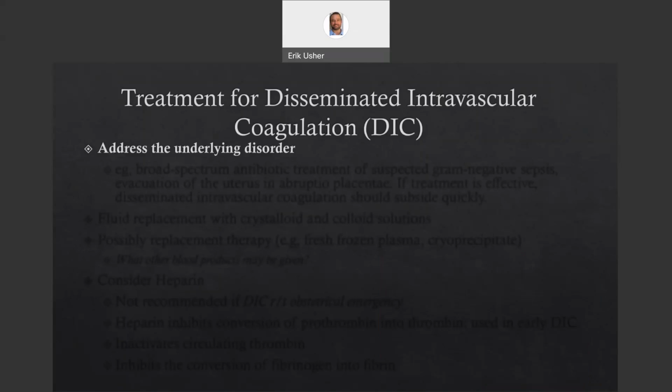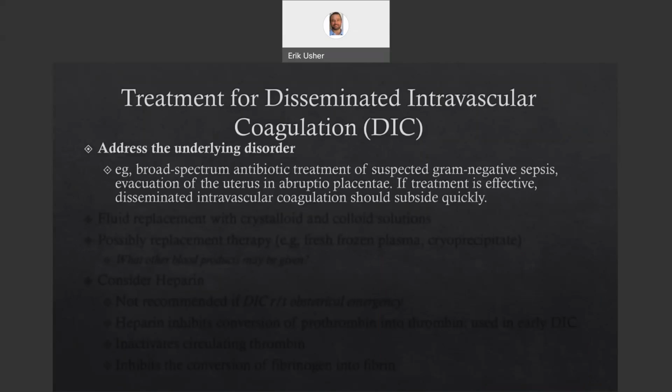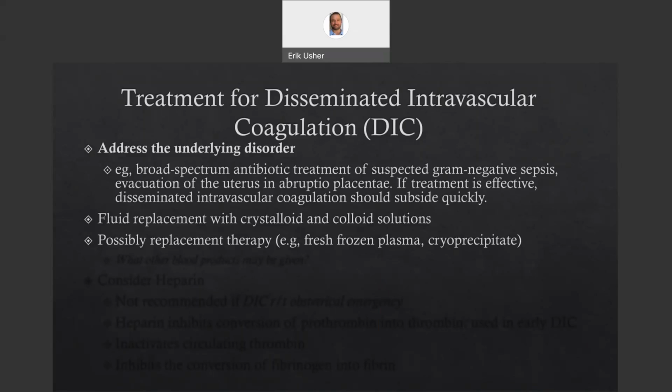So how do we treat it? Well, first, if we can address the underlying disorder, if we know it's septic, we get them an antibiotic that's effective against it, or evacuate the uterus for an abruptio placentae. If that treatment's effective, we know that DIC subsides relatively quickly. We replace the fluids with crystalloids or colloids, and then we have possible replacement therapy. They've used up all their clotting factors, so let's give them clotting factors. That's your FFPs, cryoprecipitate. Other blood products might be given. They might be getting packed red blood cells. They might get plasma, they might get platelets. So there are all these other things that we can give them hematologically.